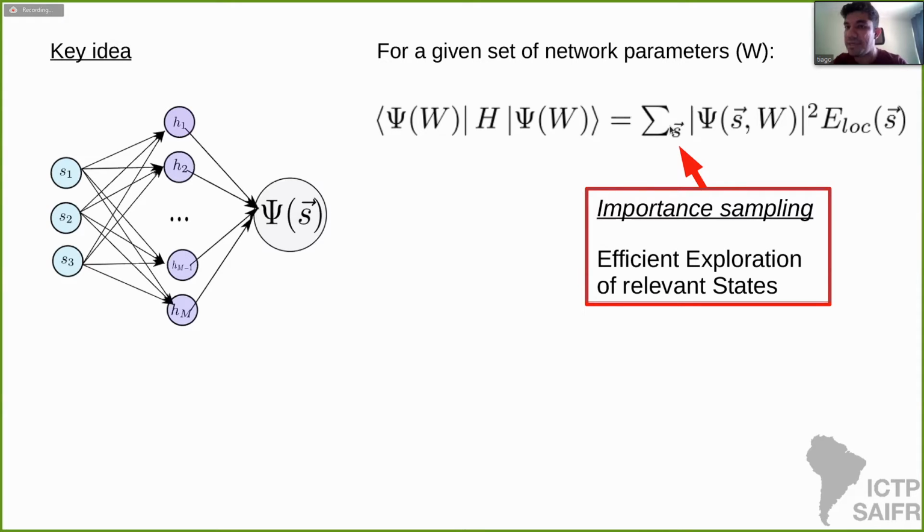But the key point here is that I can do this stochastically. I can use Monte Carlo. I can do importance sampling. I can efficiently explore the relevant states, as I do in Monte Carlo, as I do in the Ising model.